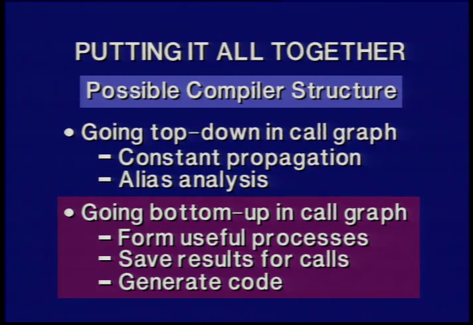The next thing then is going bottom up in the call graph. Now, the idea of going bottom up is starting with the leaf procedures in the program and doing a deep analysis in order to understand all of these data dependence relationships to form the maximal parallelism in the particular subprogram, and deciding whether there are useful processes in there, forming the useful processes, and then saving the results of these for calls to those routines.